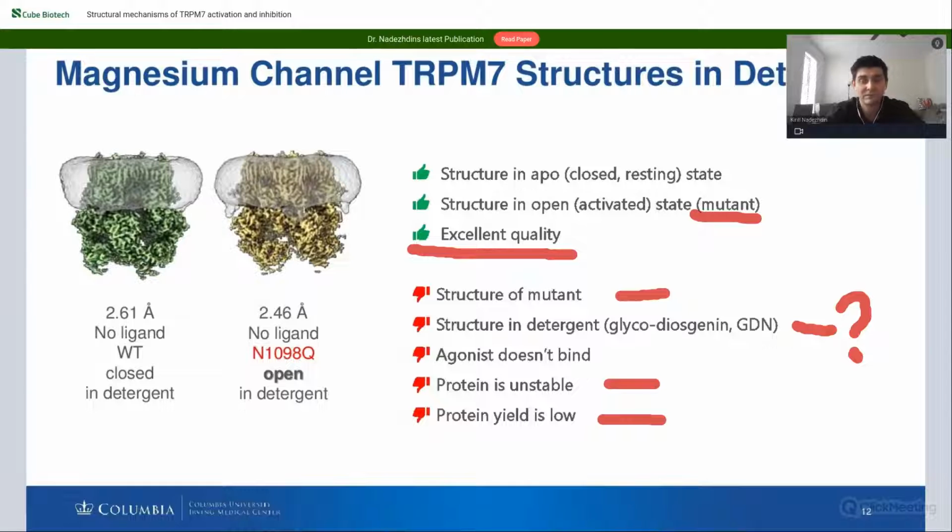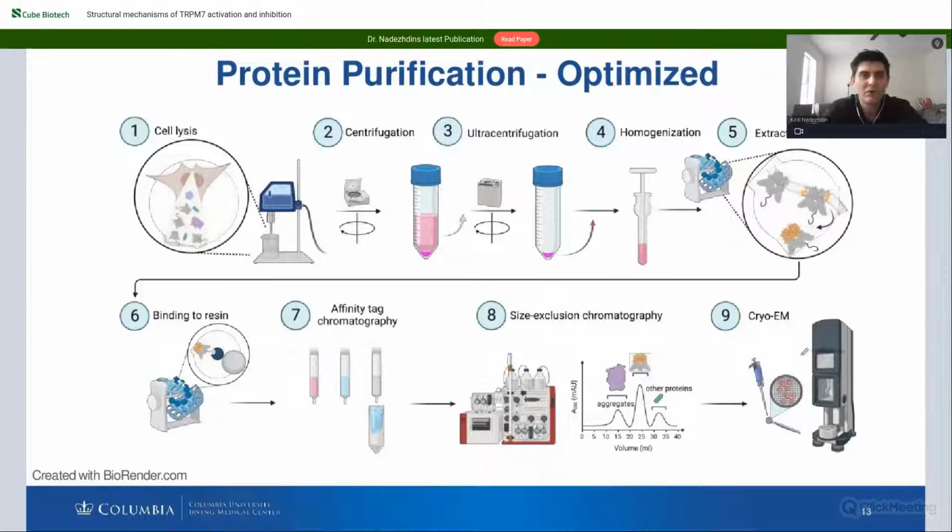Okay, so what can we do? We can improve the yield, we can make it more stable, and maybe we can try to get the open state without mutation. And that's what we tried to do. So let's go back to the protein purification. So can we do better? Actually, we can.